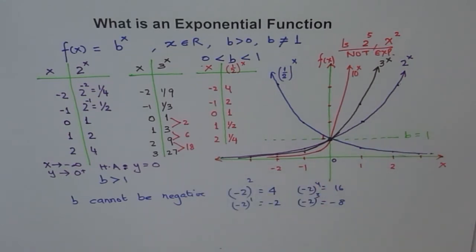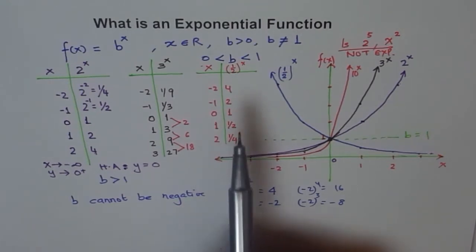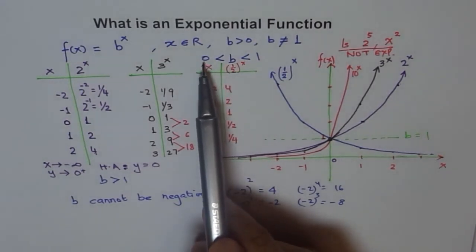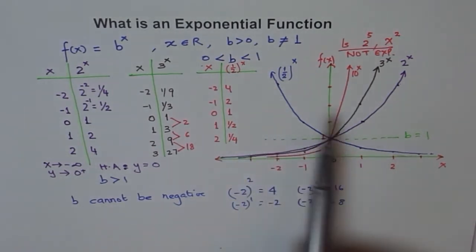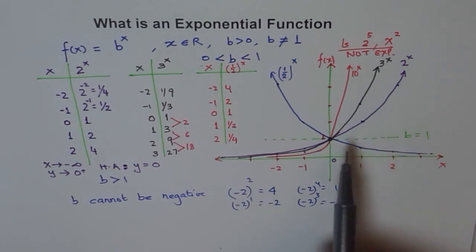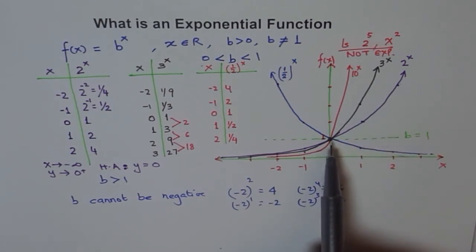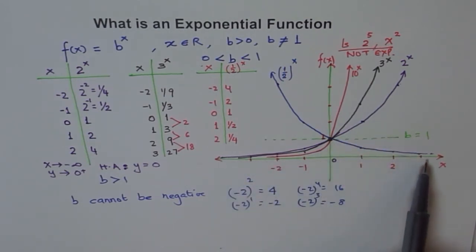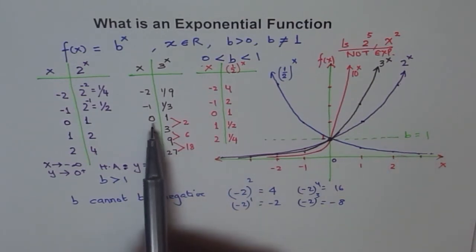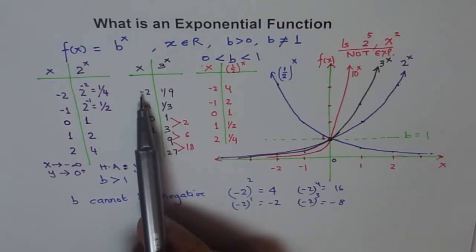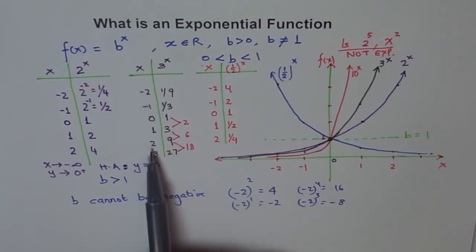The most important thing is, if b is between 0 and 1, it is always decreasing, and if b is greater than 1, it is always increasing, correct? Second, it always has a y-intercept at 1. Third, the horizontal asymptote is y equals 0. And good points to check are close to 0: minus 2, minus 1, 0, 1 and 2. So when we do transformations of these functions, we'll consider these points and the horizontal asymptote.